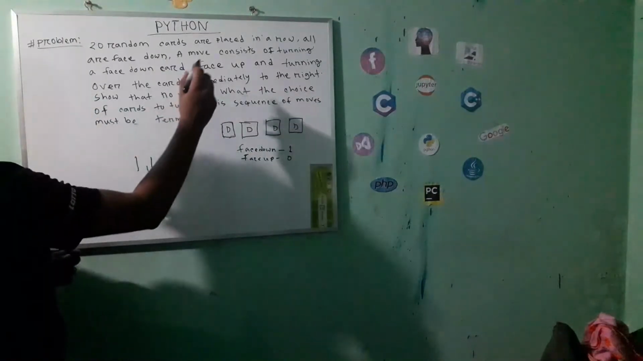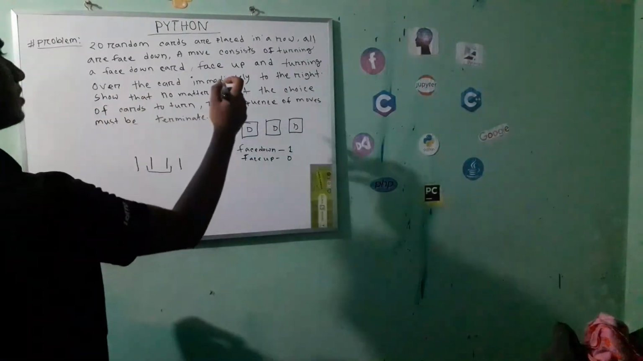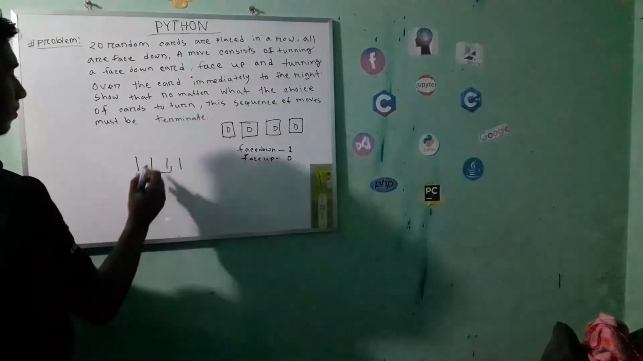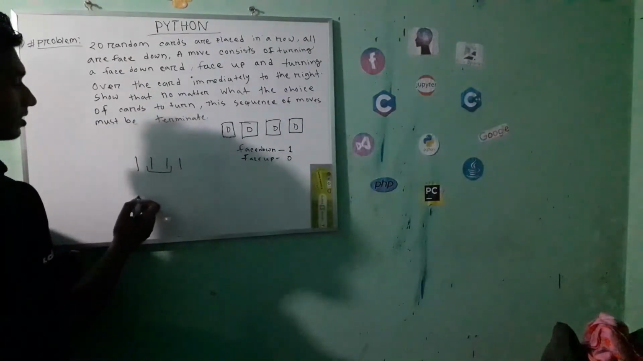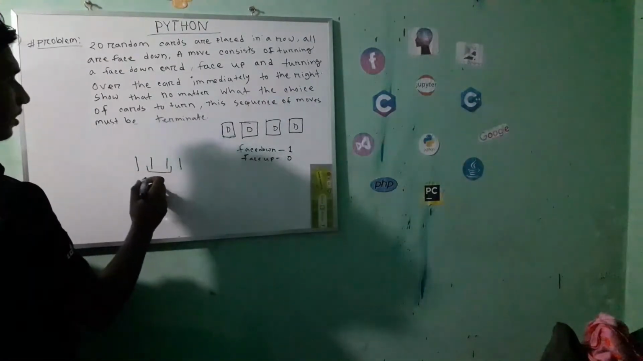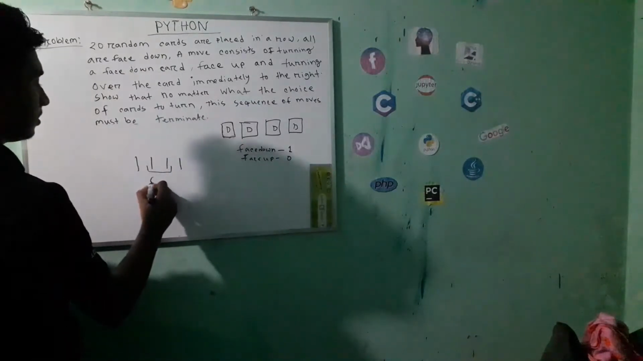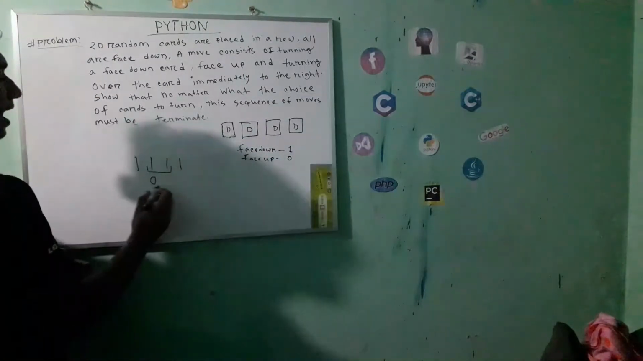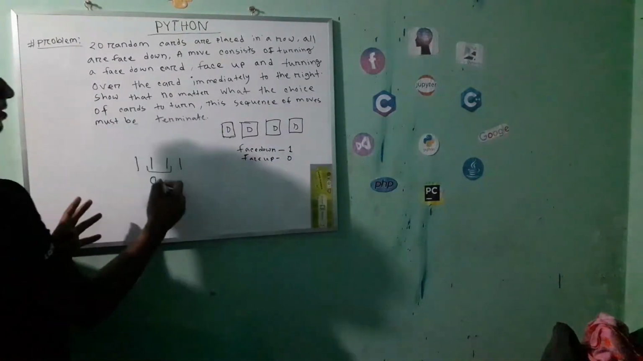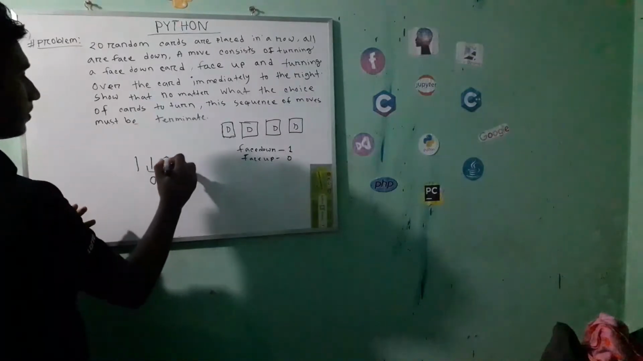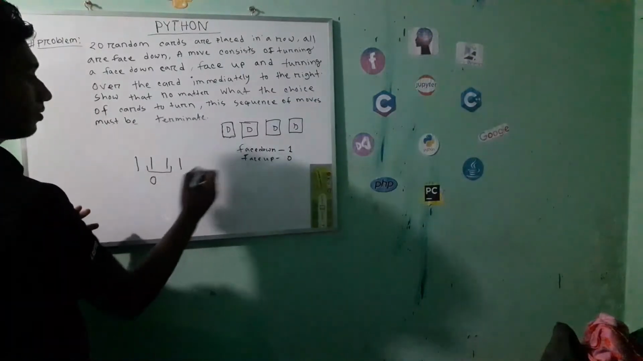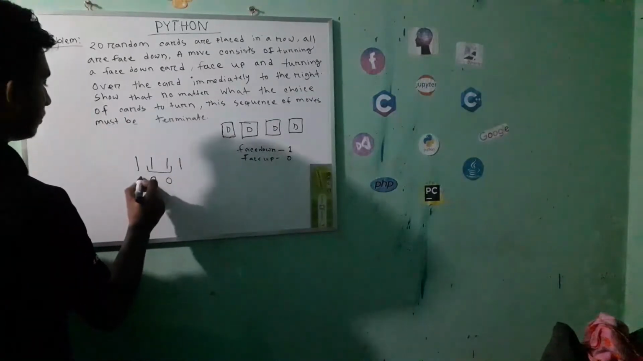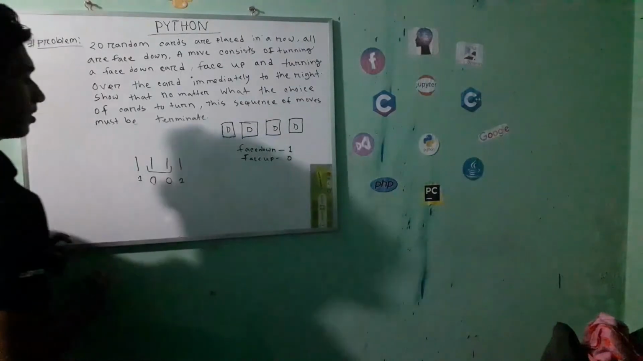A move consists of turning a face down card face up and turning over the card immediately to the right. As we can see, there is a face down card, so we have to turn it over to face up. That would be 0, because we call a face up card 0. Simultaneously we have to flip the one to the right. Now this is face down, and we have to flip it face up. So that would be 0, and these are my prior cards.